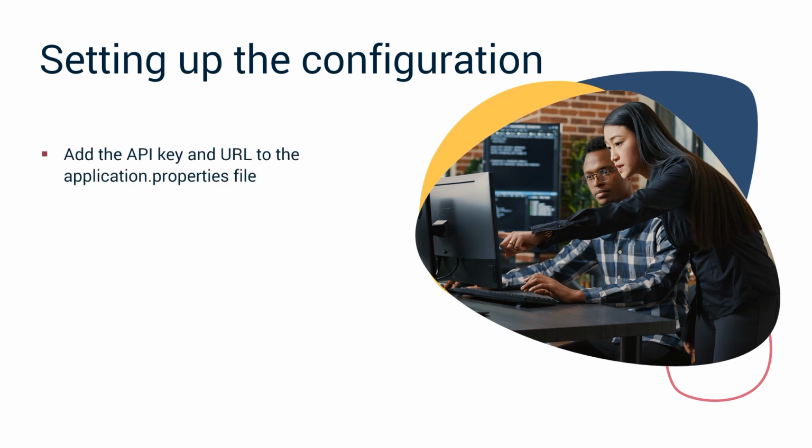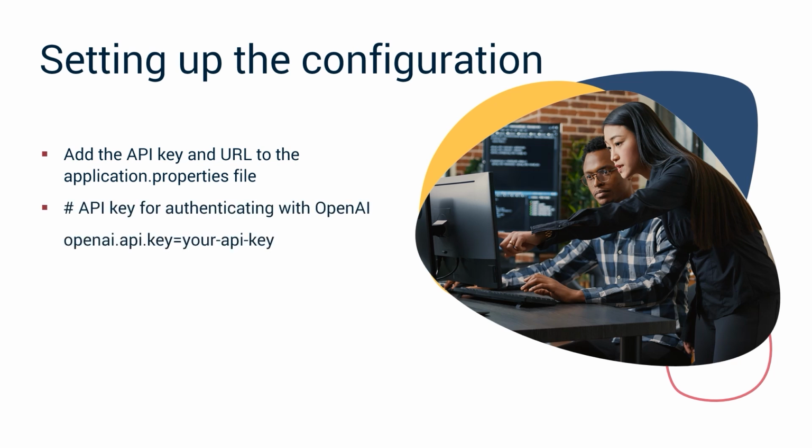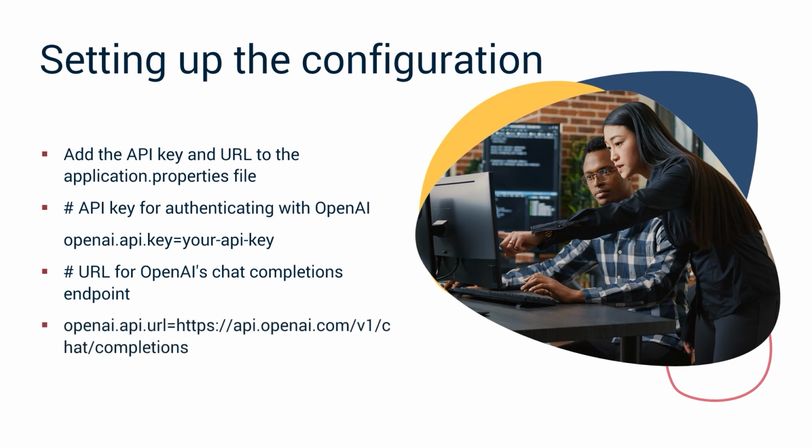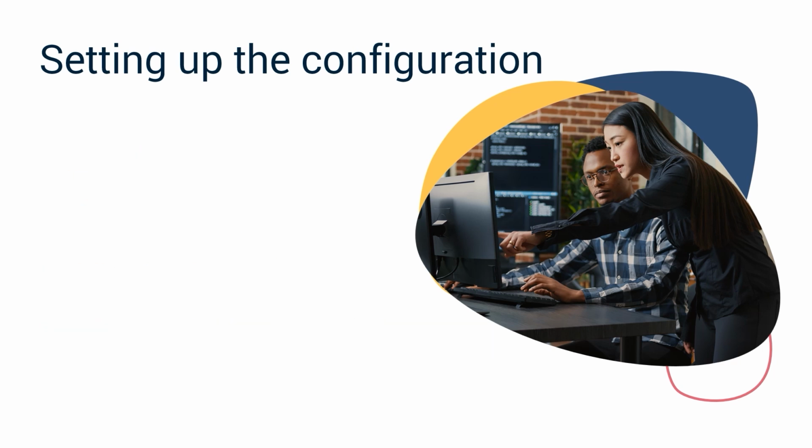Next, add the API key and URL to the application.properties file. The API key for authenticating with OpenAI and the URL for OpenAI's chat completions endpoint are displayed on the screen. These properties are loaded by Spring and injected into the service class through the @Value annotations.